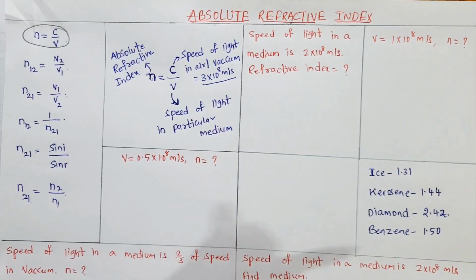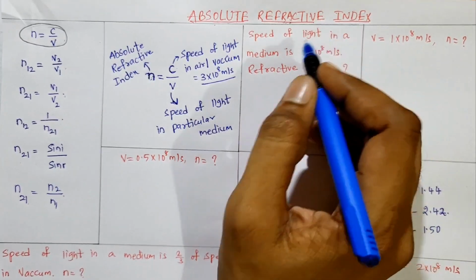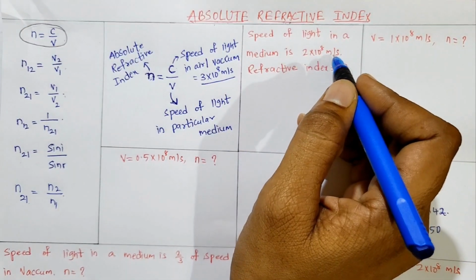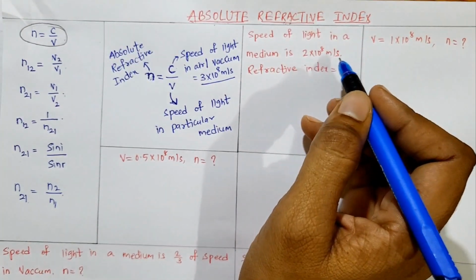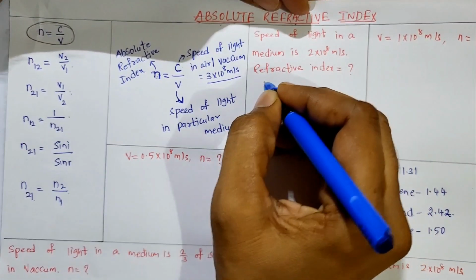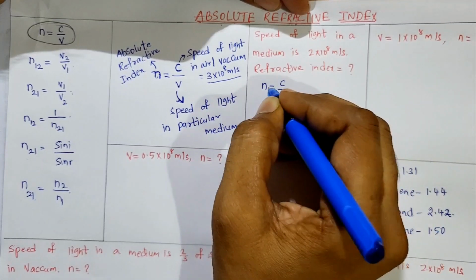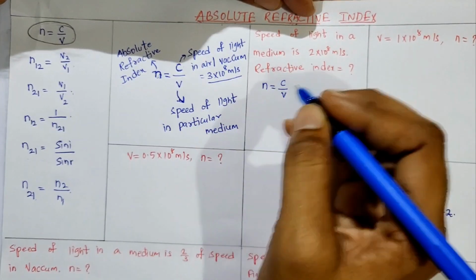So now let us solve some questions. See the first question there. Speed of light in a medium is 2 into 10 power 8 meters per second. Find the refractive index of that medium. Correct? Let us find. What is the n formula? n is equal to c divided by v. Find the refractive index. We have to find n only.